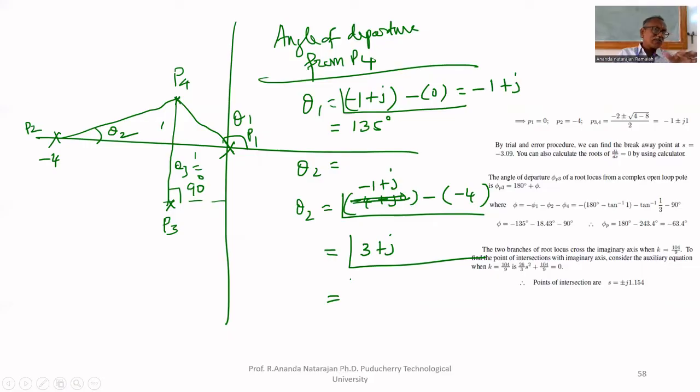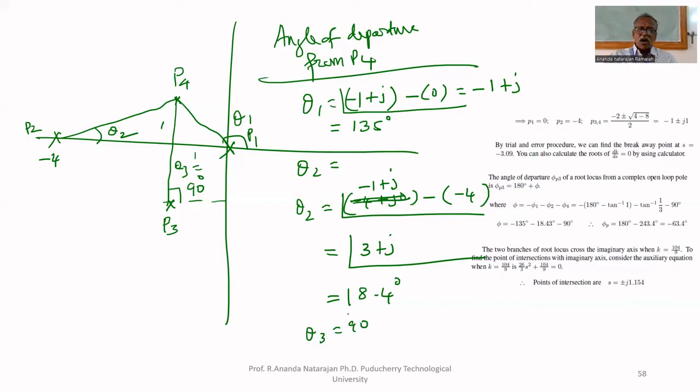It varies from calci to calci; you have to see the manual. How much angle? 18.4. This angle, theta 2, equals 18.4 degree. Theta 3 equals 90 degree.